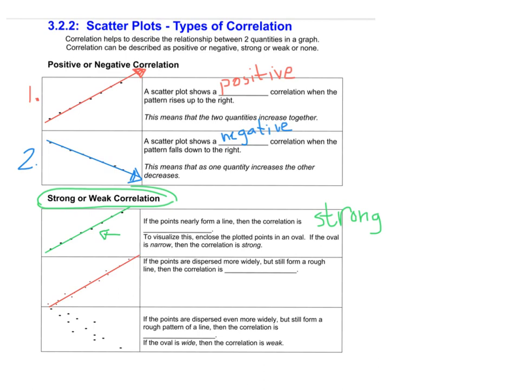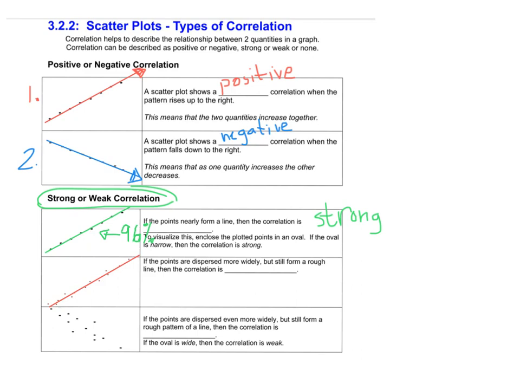If it's exactly a line, it's 100%. This is probably, I would say, 95, 98% strong. Anywhere between 95 and 98 would be pretty acceptable. So I don't know, some of you may say 96% strong. Some of you may say 98.